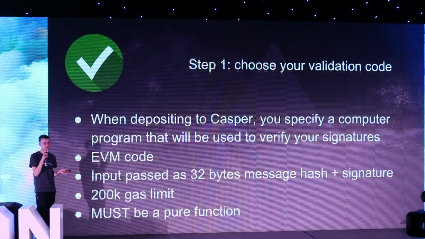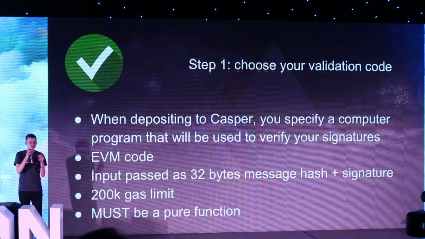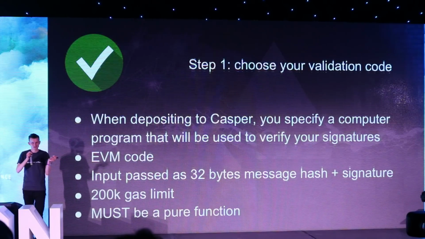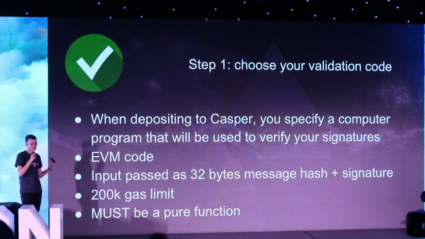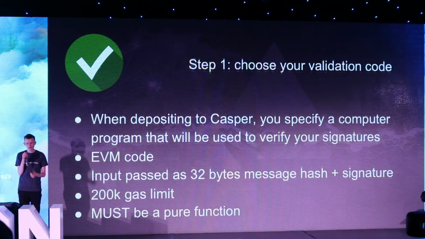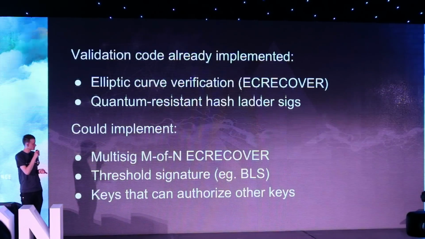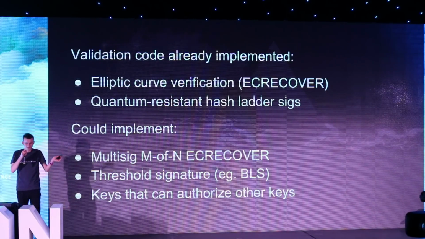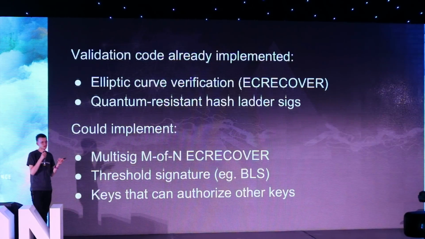So we do not want people to be able to engage in weird trickery to make their votes validate in one context and not validate in the other context, which is why your validation code has to be a pure function. Good news, almost everything that you care about is a pure function. So elliptic curve verification, this is what people use already. So that could be a piece of validation code.